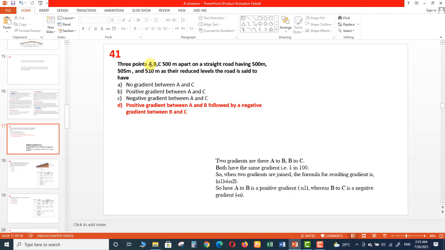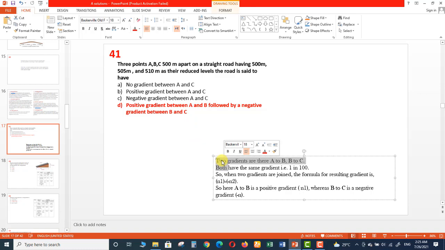So the options are: option A, no gradient between A and C. It's saying that between point A and B there is no gradient. Option B is saying that there is a positive gradient between point A and C. Option C is saying that there is a negative gradient between point A and C. And D is saying that positive gradient between A and B followed by a negative gradient between B and C. So option D is saying that there is a positive gradient between A and B, and a negative gradient is following, and between B and C there is a negative gradient.